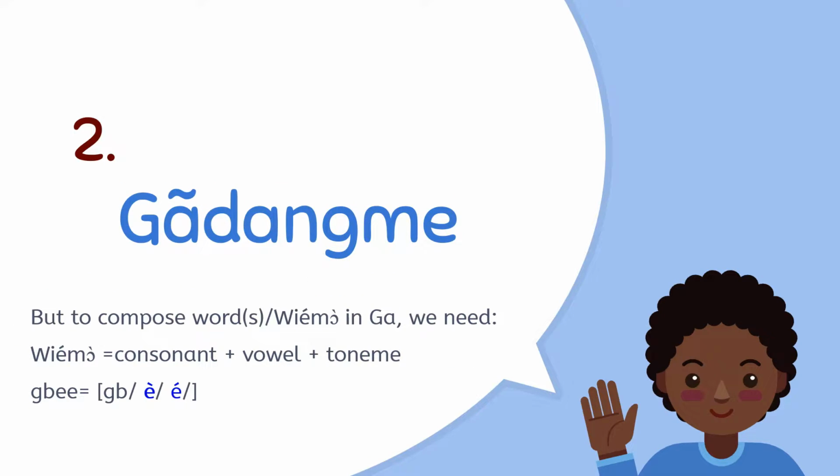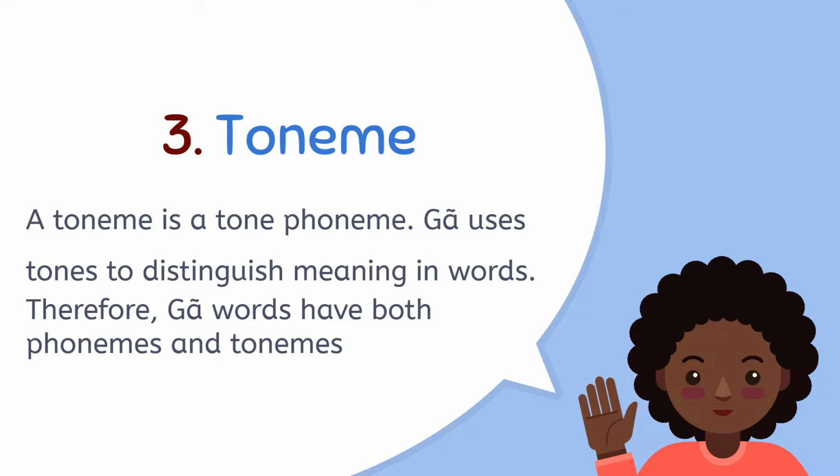In Gadangbe, it's different. To compose words, wiemo in Ga, we need consonant, vowel, and a toneme. For example, be, b, e, be. In Ga, the word's meaning can be enshrined in the toneme. A toneme is a toned phoneme. Ga uses tones to distinguish meaning in words. Therefore, Ga words have both phonemes and tonemes.